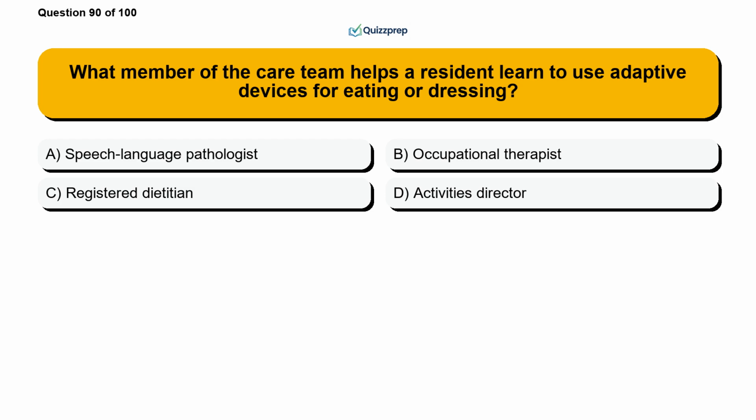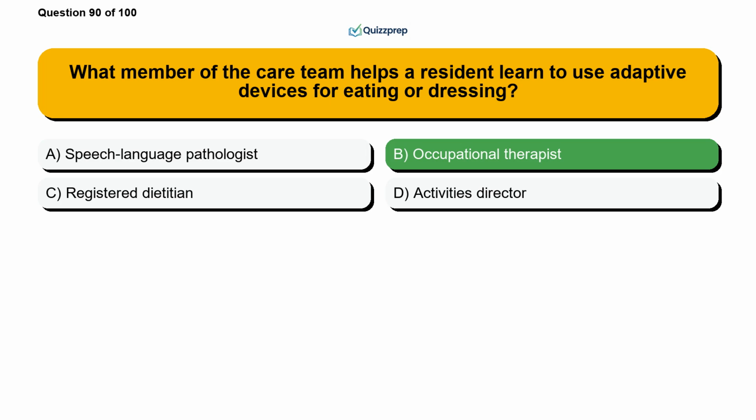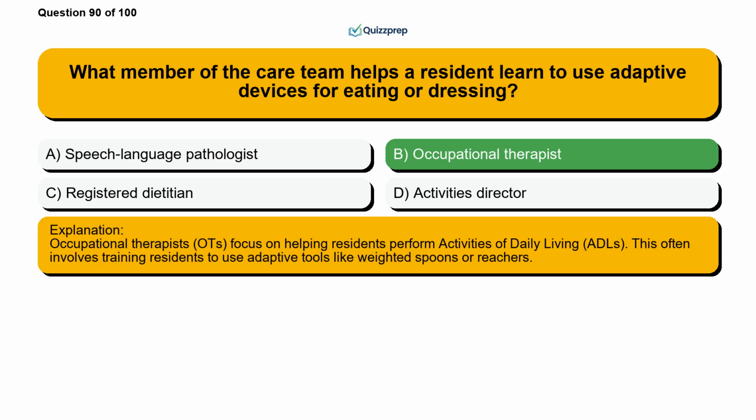Option C, registered dietitian. Option D, activities director. The correct answer is option B, occupational therapist. Occupational therapists, OTs, focus on helping residents perform activities of daily living, ADLs. This often involves training residents to use adaptive tools like weighted spoons or reachers.